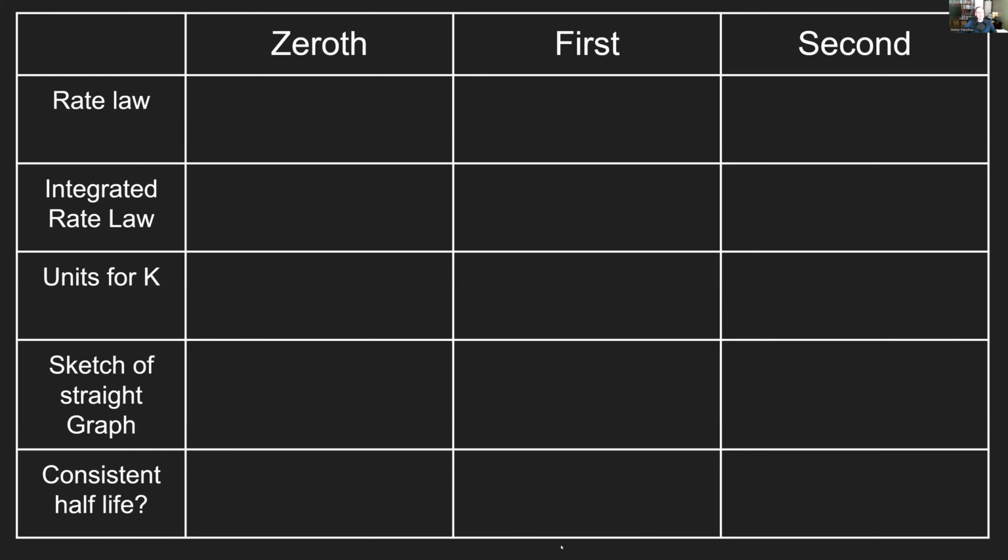So a review of all orders of reaction. I'm going to give you a moment to try and fill out this entire chart. What is the differentiated rate law for each of these? The integrated rate law? What units do you have for k? If you were to sketch the straight line graph, what would the y value be for the graph for each of those? And which one of these has a consistent half-life? I'll wait about 10 seconds so you can hit pause and take a moment to copy those down and fill that out.